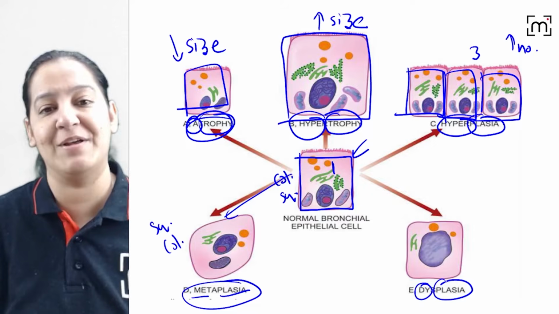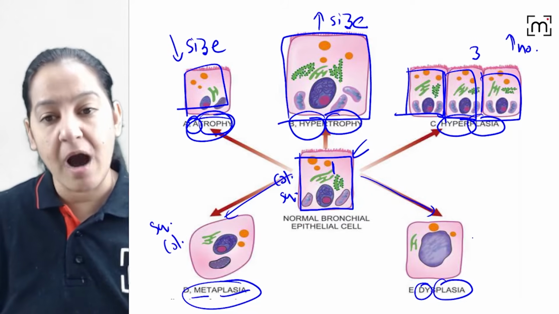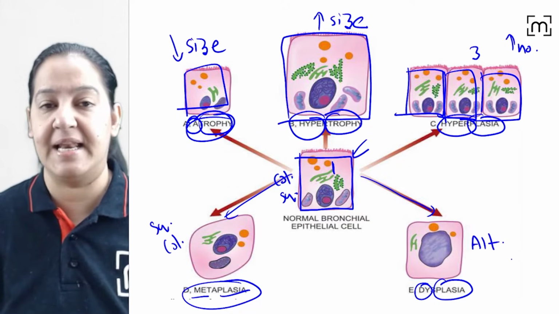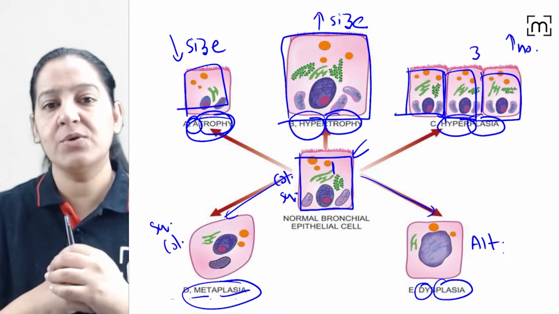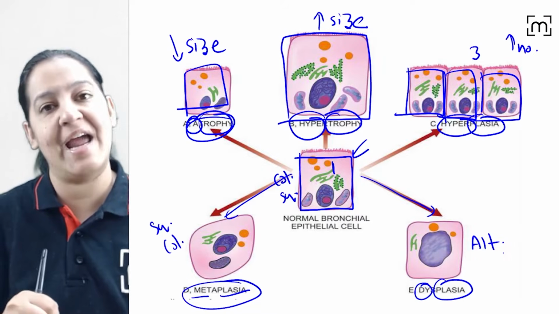You got my point? Dysplasia. What is dysplasia? It is altered development inside the cell. It is a pre-malignant condition. So there are 2 trophies and 3 plasia.